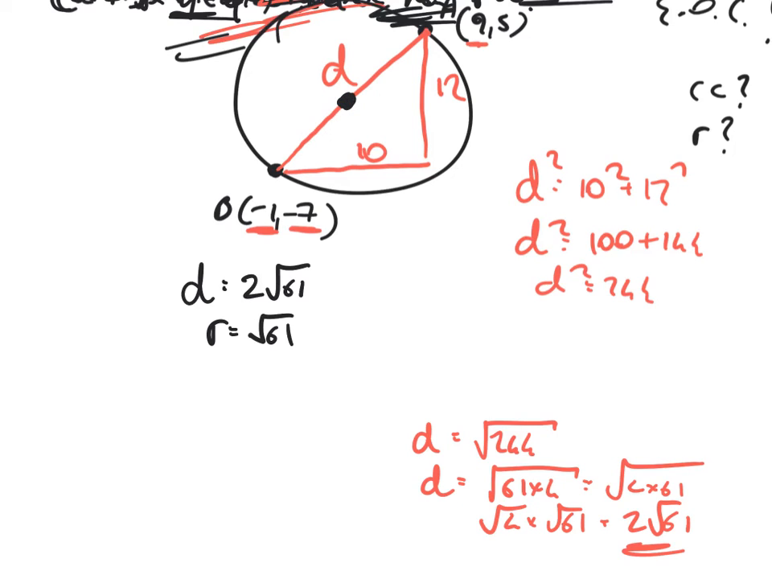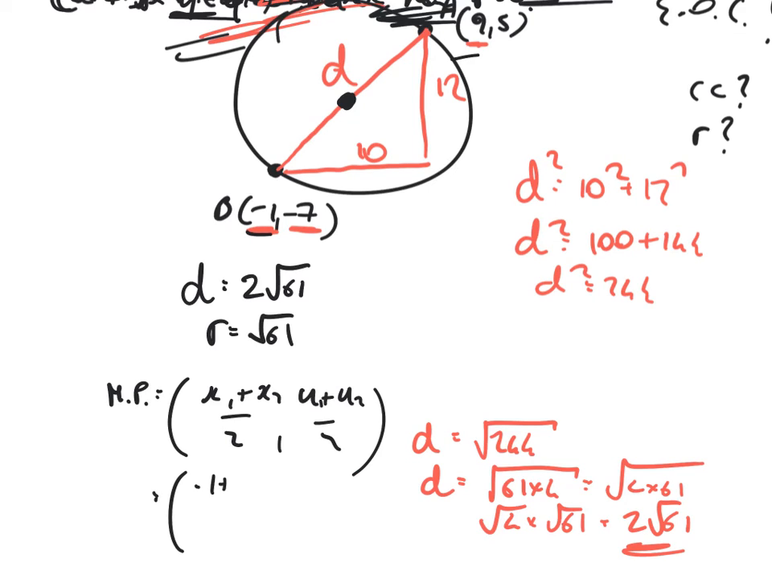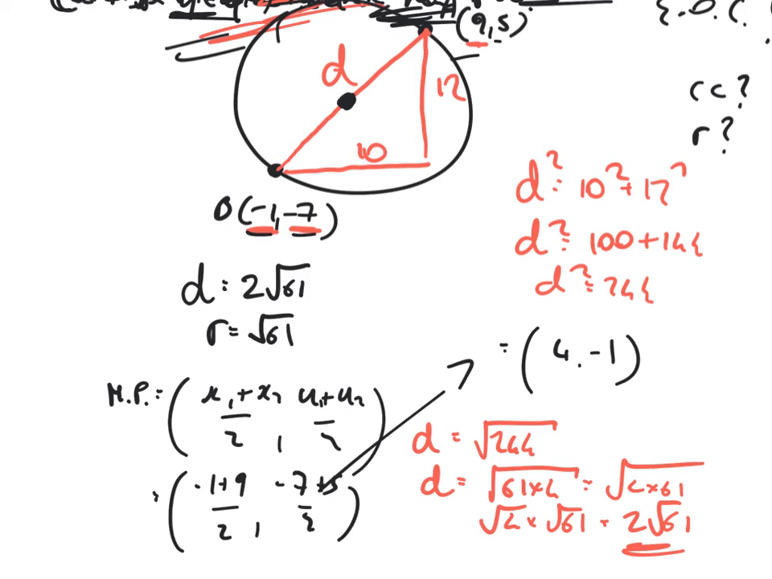I now need to establish the circle centre. I can do that by a bit of midpoint work from straight line. So it's an average of the x and the y coordinates. So that'll be minus 1 plus 9 over 2 and minus 7 plus 5 over 2. Okay, so the midpoint then, minus 1 plus 9 is 8, over 2 is 4, minus 7 plus 5 is minus 2, over 2 is minus 1, midpoint is given by 4, minus 1.